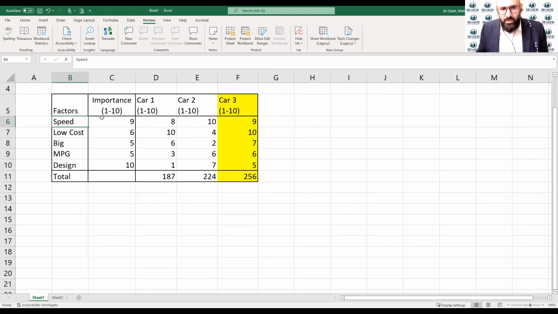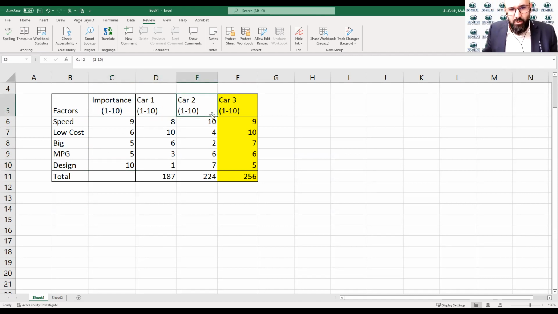I said, okay, based on a scale of 1 to 10, 10 being the highest, I want my car to be really speedy, fast. So that would be 9. This is important for me. Low cost, yeah, I'm in the middle. I need my car to be not that expensive, so I could give 6 out of 10. I need my car to be big, it's average, so I'm going to give it 5. Fuel efficient, I could manage my daily usage of gas, so 5 out of 10. In terms of design, that's important for me, and I need it to be 10 out of 10.